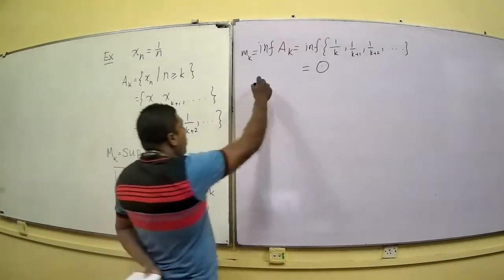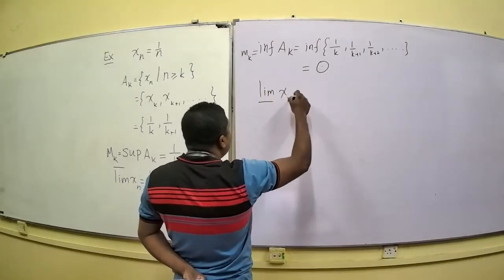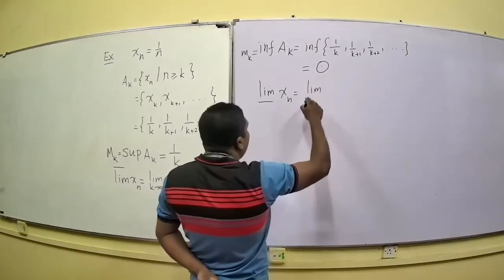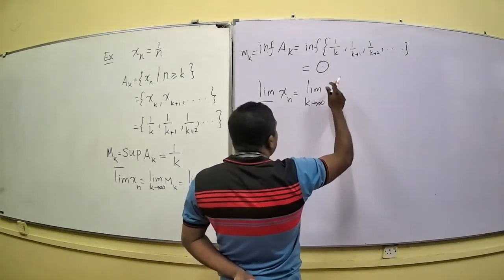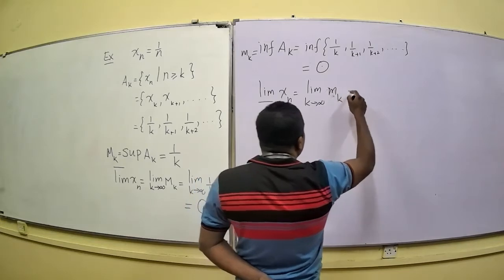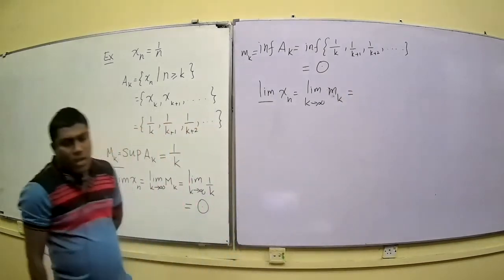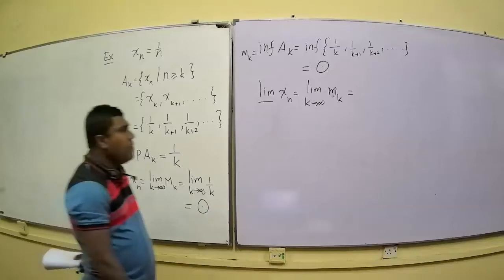So then easily, lim inf of the sequence is actually the limit of small m_k, and that obviously is 0 because small m_k is already 0. So when you take the limit also, it will be 0.